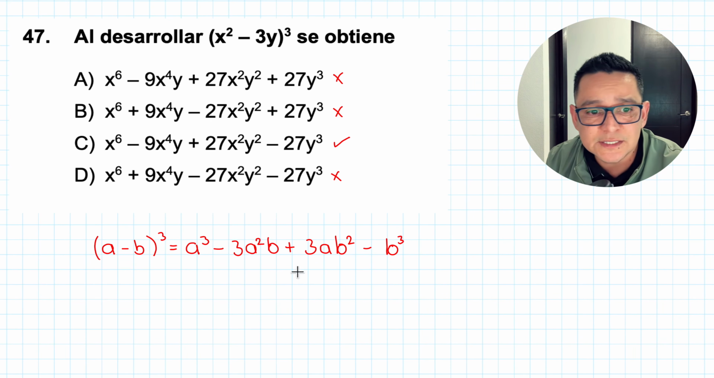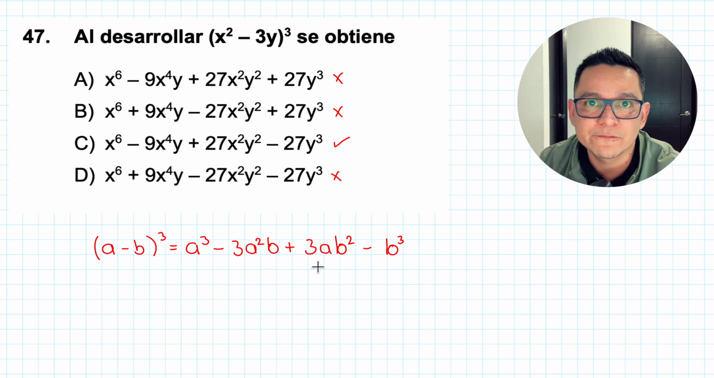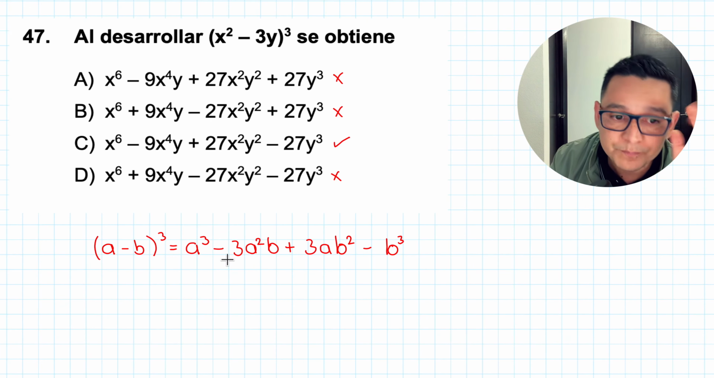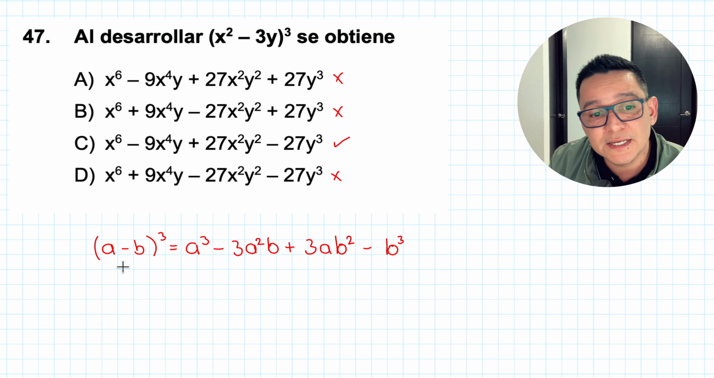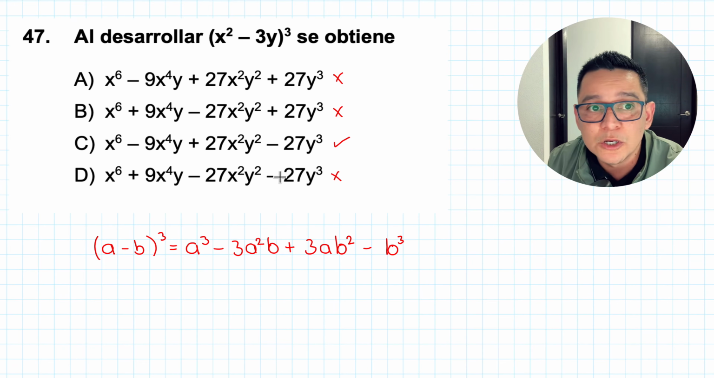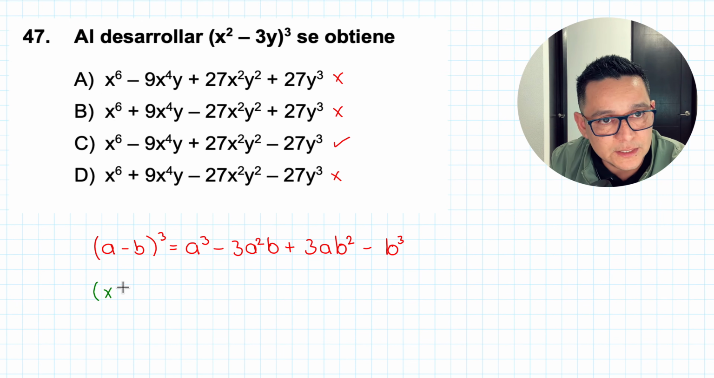In fact, this expansion comes from Pascal's triangle. So if you don't know how we get to this, please look up my video on Pascal's triangle. In that video, I showed exactly how to reach these expansions. All right, so once we remember the formula to expand a binomial cubed, we just need to expand what we have here.